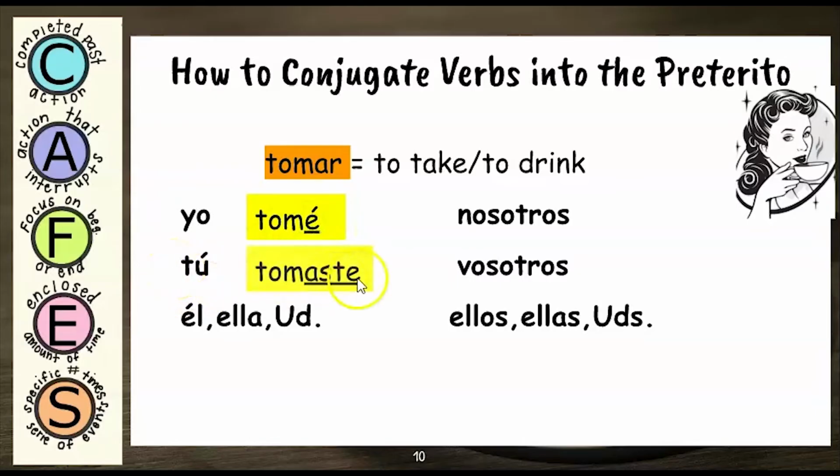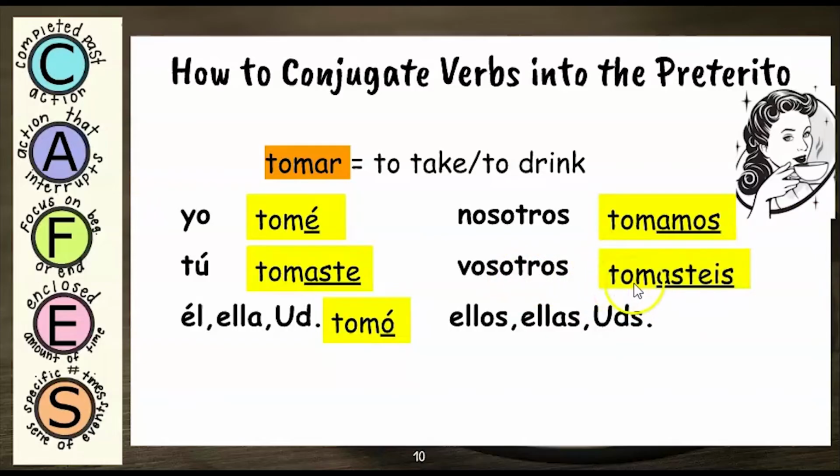For tú, the ending is aste. So you're adding aste to the root of the infinitive, which is tom. So yo tomé, tú tomaste, él, ella, usted tomó, nosotros tomamos. And you'll notice here that this conjugation is actually the same as the present tense. So for AR verbs, present and preterito have the same conjugations. Now, vosotros is asteis. So vosotros tomasteis.